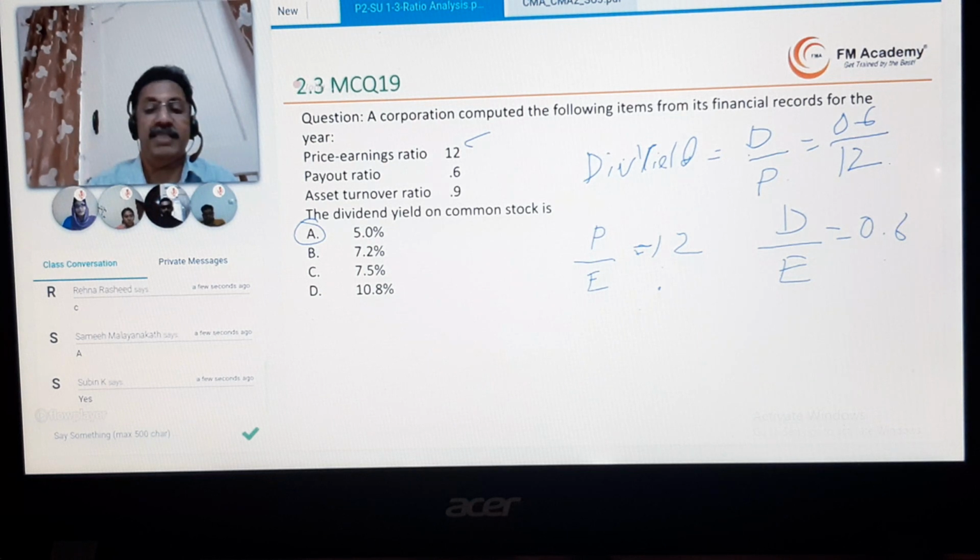It's given price earning ratio. What is price earning ratio? Price divided by earning. It's given payout ratio. What is payout ratio? D divided by E. And what is needed? Dividend yield. That is D divided by P.